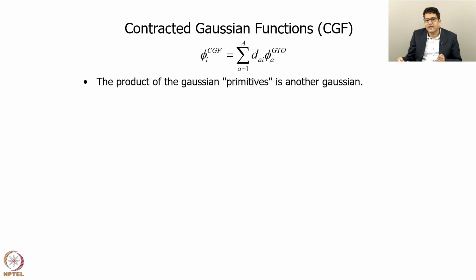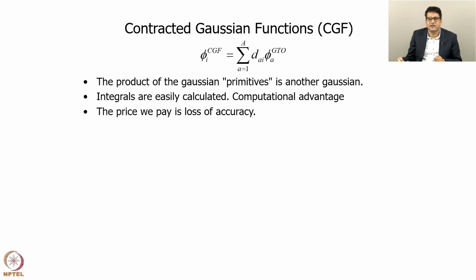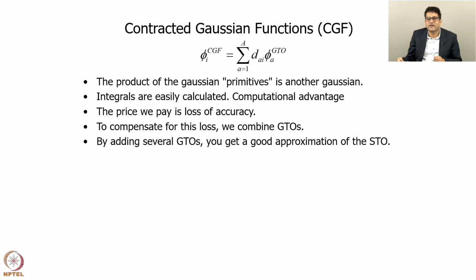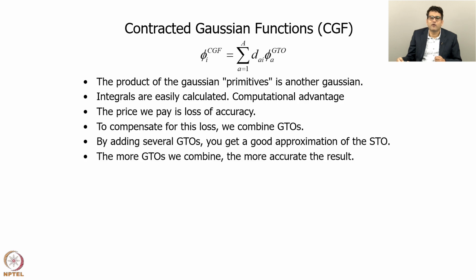Why are these so easy to use? Because the product of Gaussian primitives is another Gaussian, and the integrals can be easily calculated, so it leads to huge computational savings. Of course, the price we pay is the loss of accuracy. To compensate for this loss, we combine the GTOs, and by adding several GTOs, you can get a very good approximation to the Slater type orbitals. The more GTOs we combine, the more accurate the result. In principle, an infinite number of GTOs gives a complete set, which gives you exact Slater type orbitals, but for practical applications I need to make an approximation, and we have to choose these orbitals in such a way that we make a good approximation.